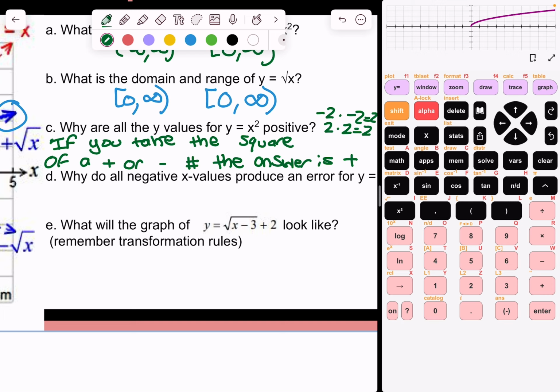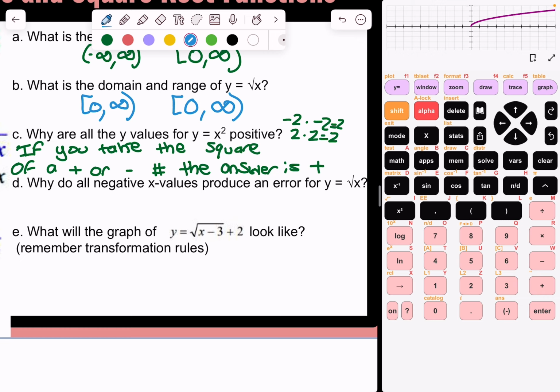All right, D. Why do all negative x values produce an error for the square root of x? Because you can't square a number and get a negative.